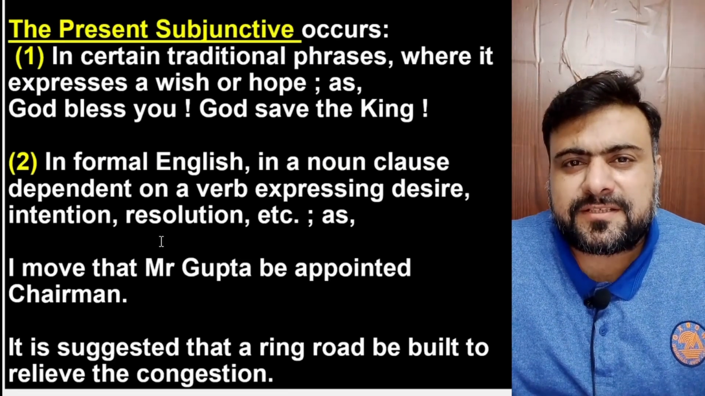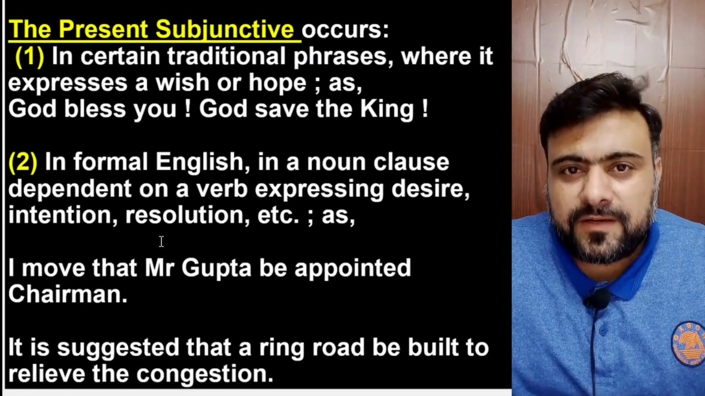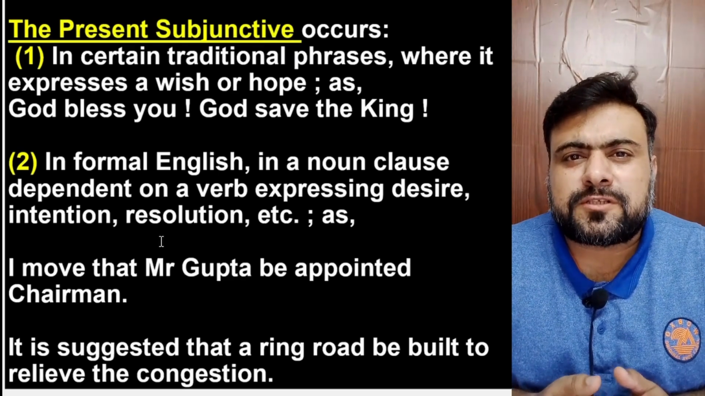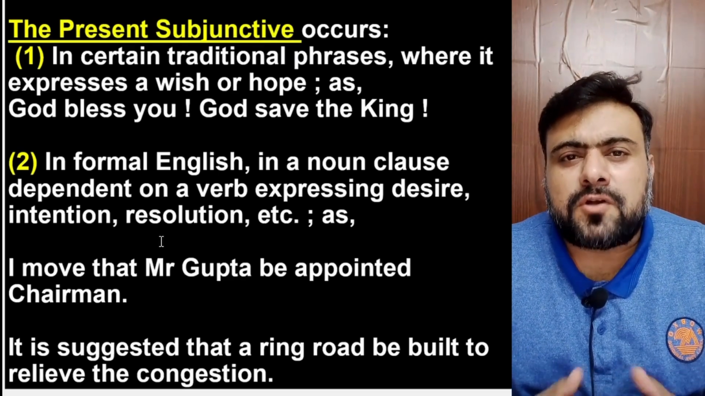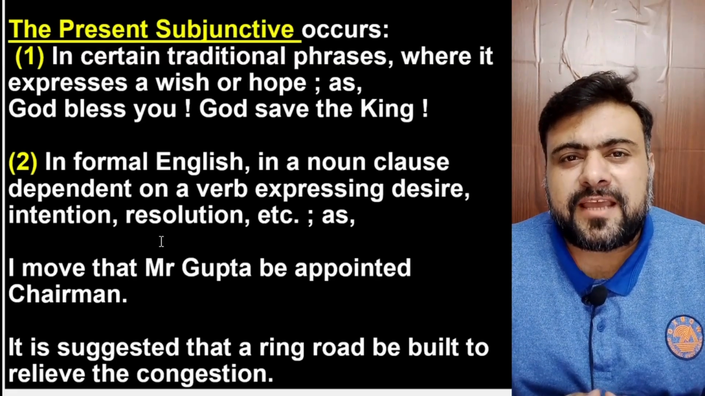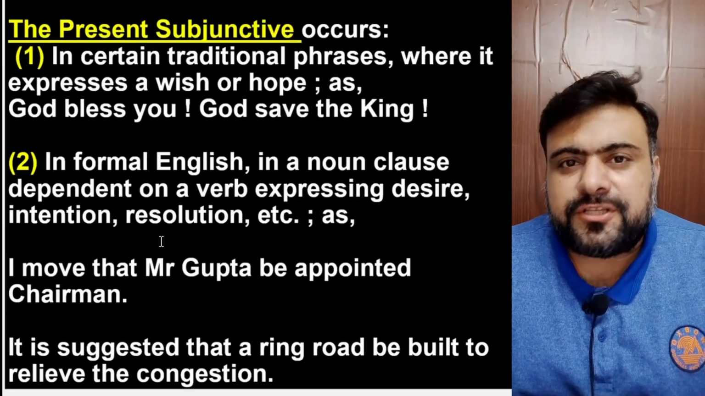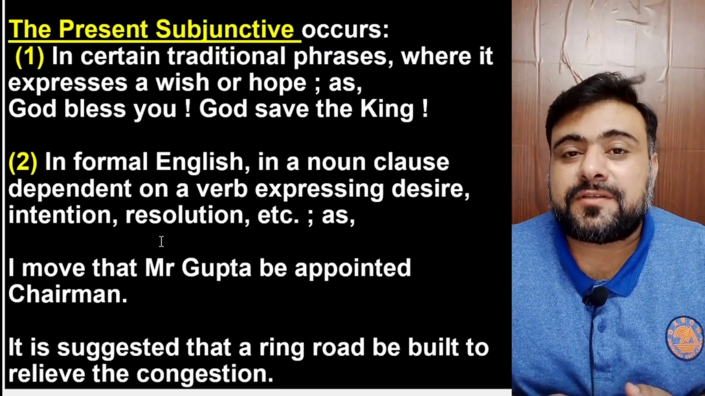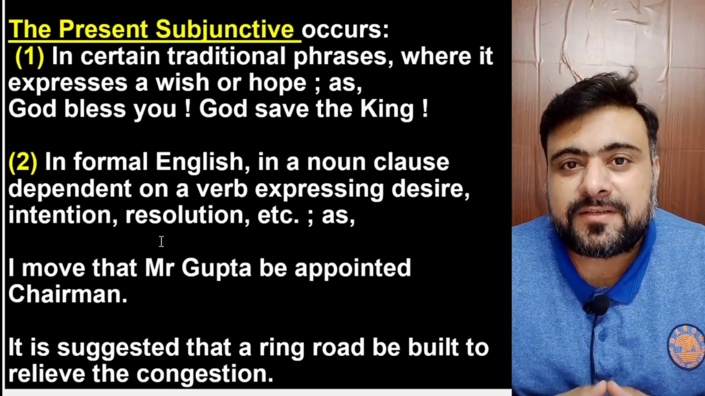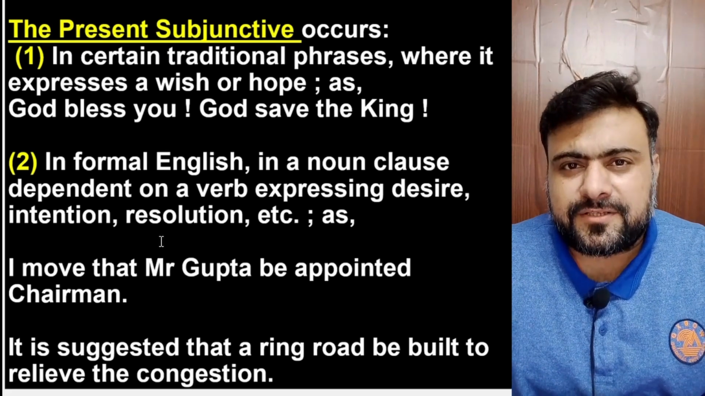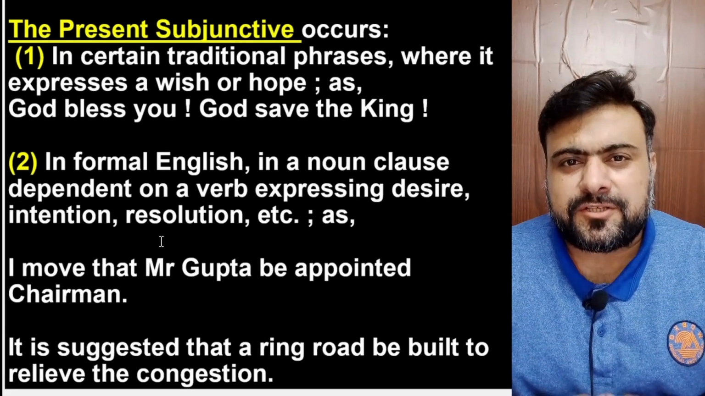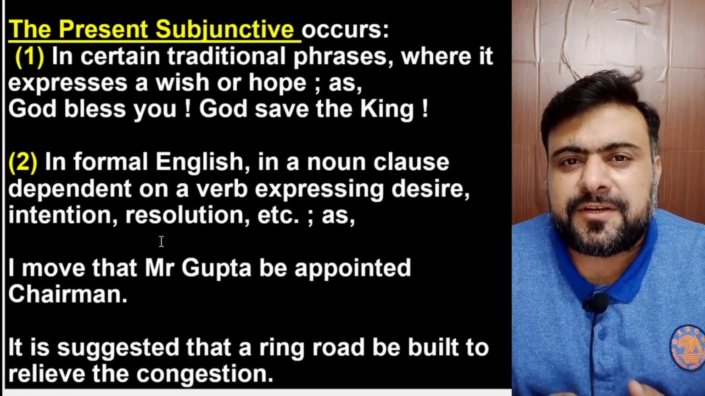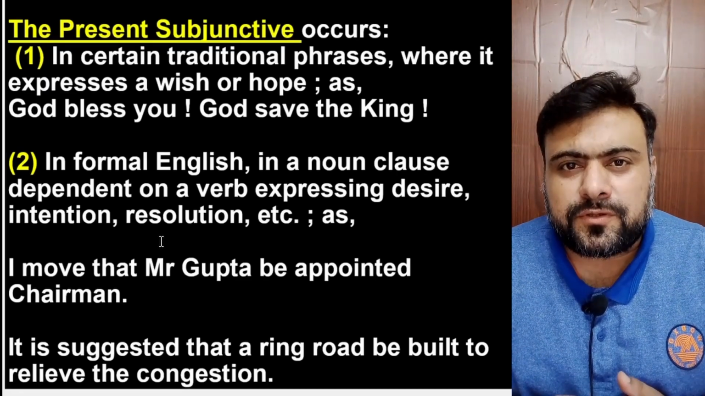What is the present subjunctive mood? First, in certain traditional sentences, the present subjunctive is used to express a wish or a hope. God bless you. God save the king. These are wishes, these are hopes. The events have not happened yet, but somebody wishes that these events do happen. The second instance in which the present subjunctive is used is when, in a dependent clause, a verb expresses a desire, an intention, or resolution.